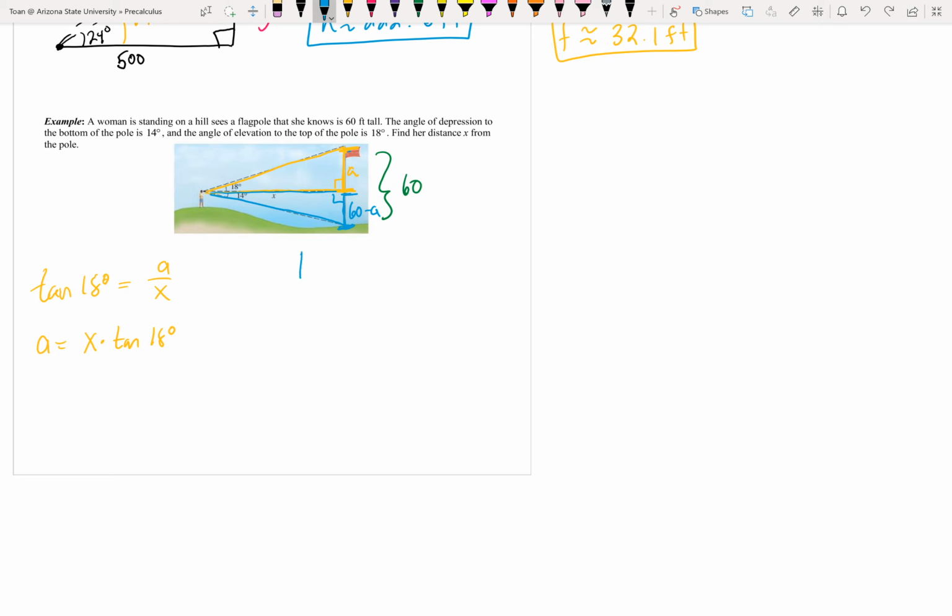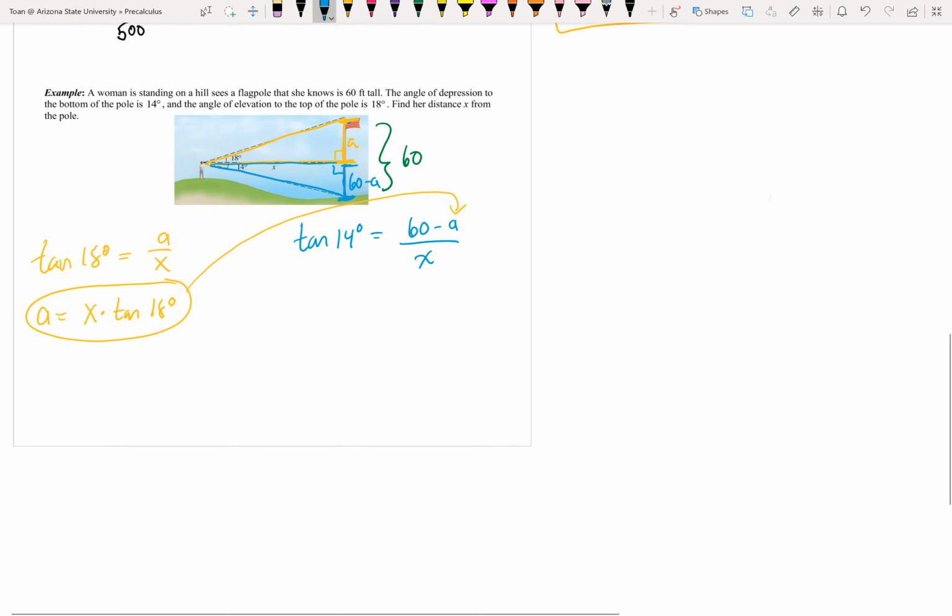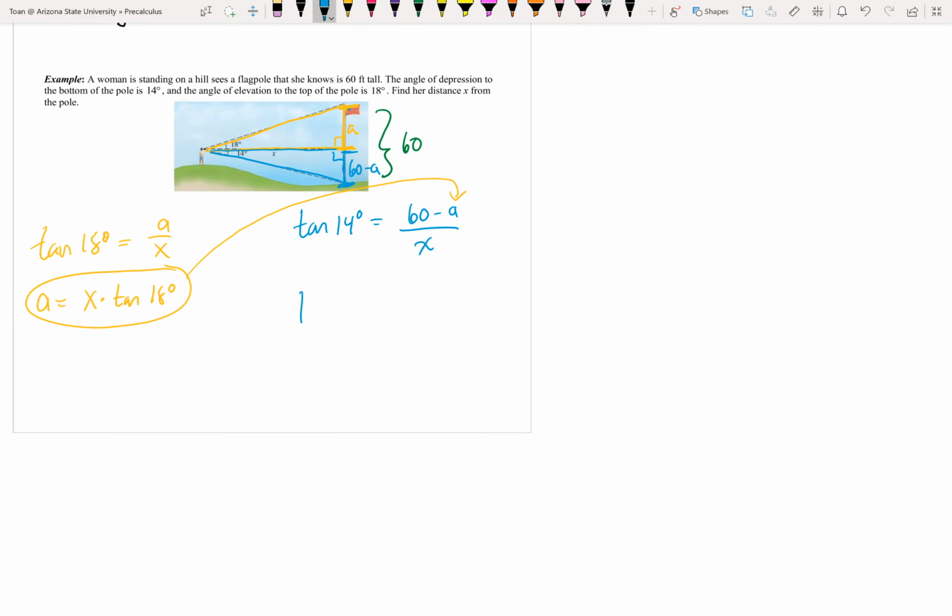Relative to the blue triangle, we have tangent of 14 degrees equals opposite over adjacent. Notice that we can now plug this A here into that A. So this is actually a systems of equations problem. So then let's go ahead and do that. Tan 14 equals 60 minus A, not A, 60 minus x tan 18 degrees over x.